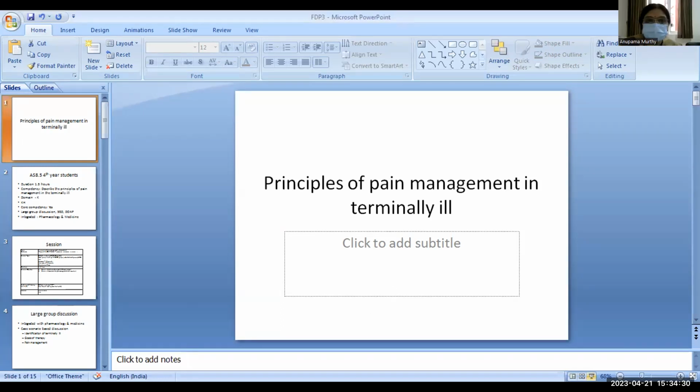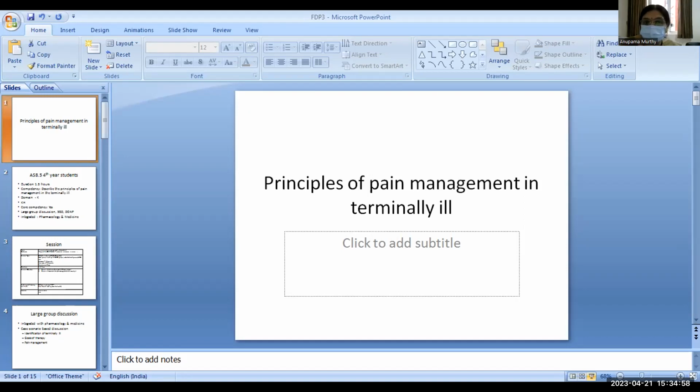So today our topic was principles of pain management in terminally ill. This is actually the competency AS 8.5. This is for the 4th year students. The duration we thought it will be 1.5 hours. So the competency is to describe the principles of pain management in the terminally ill. The domain is knows how. And we thought we'll take a large group discussion initially.